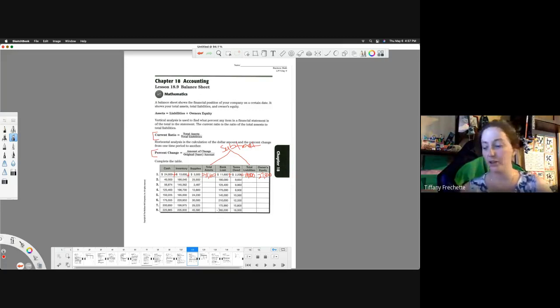That's the same method you're going to use for each and every one of these. You're going to add all of your assets. That'll give you your total assets. Add your two liabilities. That'll give you your total liabilities. And then just subtract the two to get your owner's equity.